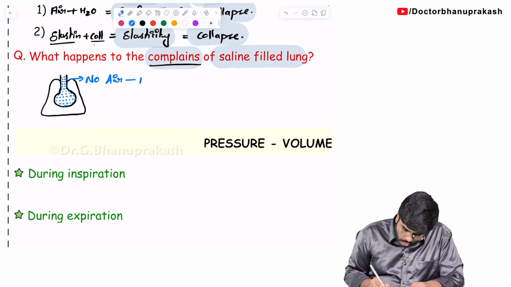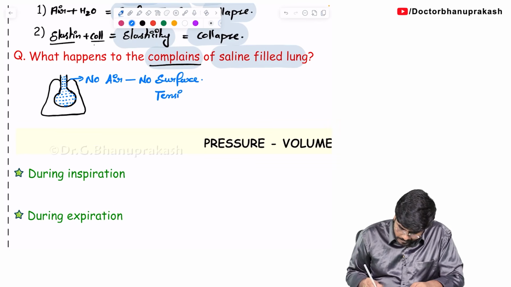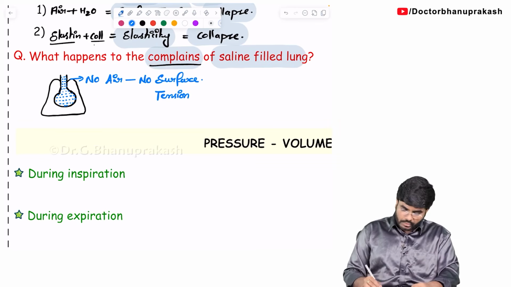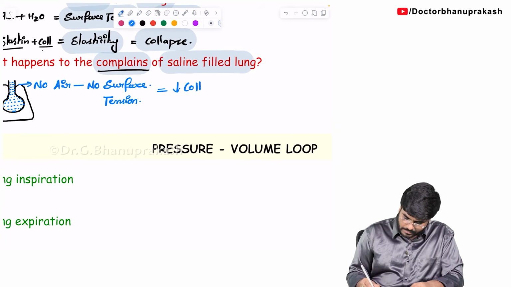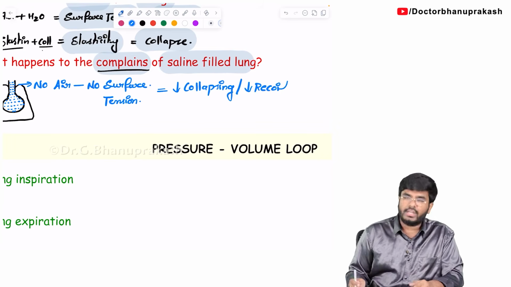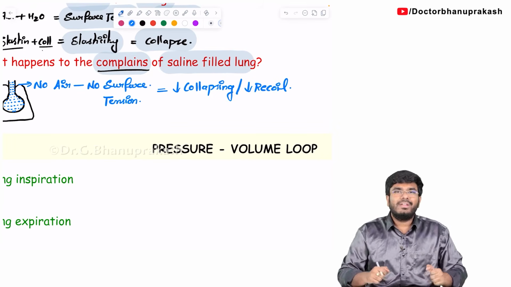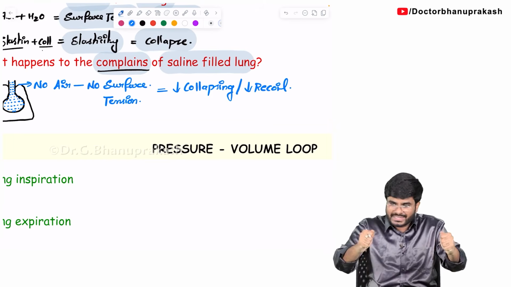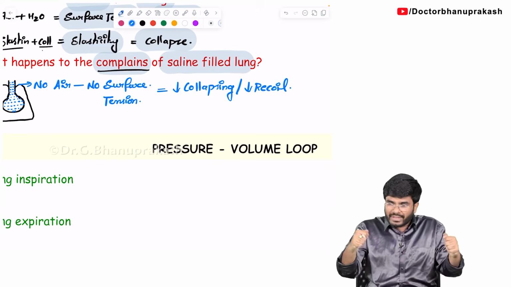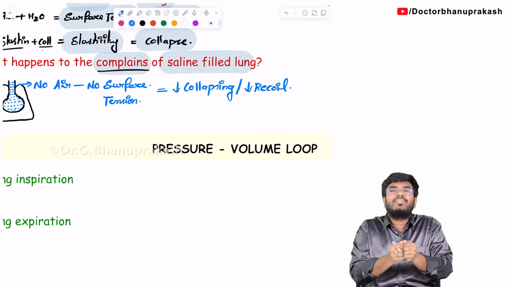So there is no surface tension at all. Now, without surface tension, tell me, what happens to the collapsing force? There is decreased collapsing force, or decreased recoil. Decreased recoiling force, decreased collapsing force. So now tell me, whenever this elastic recoil or collapsing force decreases, whenever this inward force decreases, what will be the compliance?